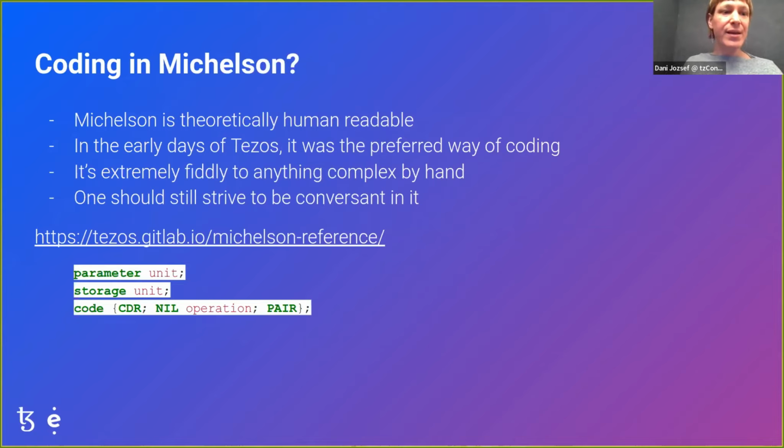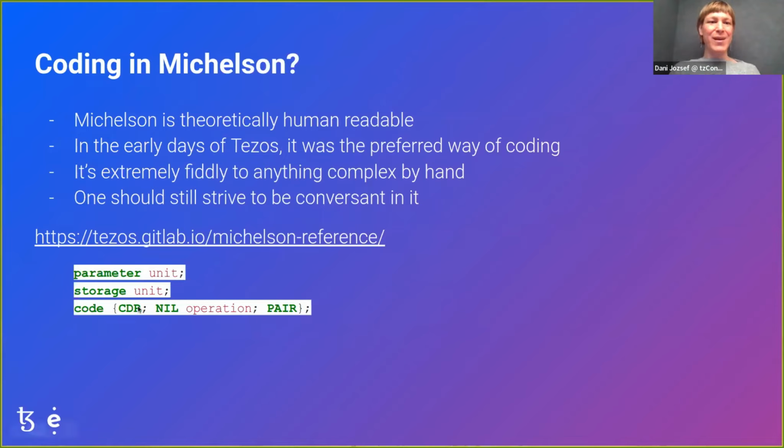And these 3 lines, this is an empty contract written in Michelson. It doesn't do anything. As it says, parameter unit, that means the call parameter of the contract is unit, which is the empty type. Storage unit, that means the storage of the contract is the empty type. And then the code is this thing. So CDR comes from Lisp. It means take the right half of the pair that's currently on the top of the stack.